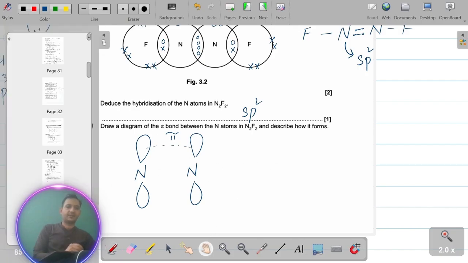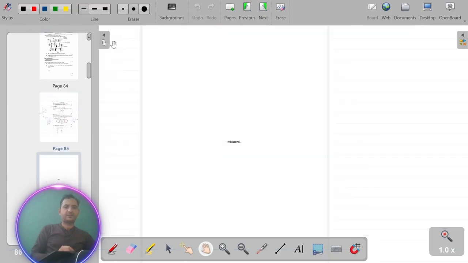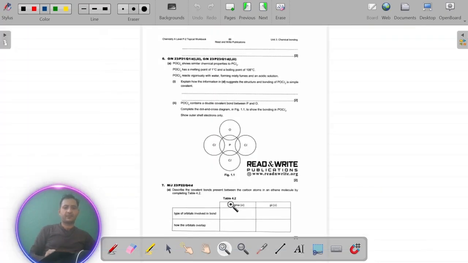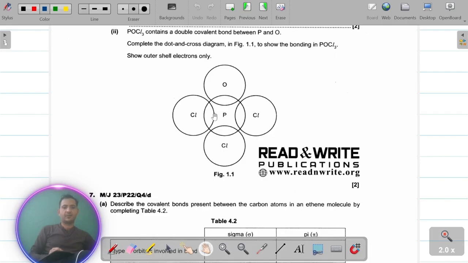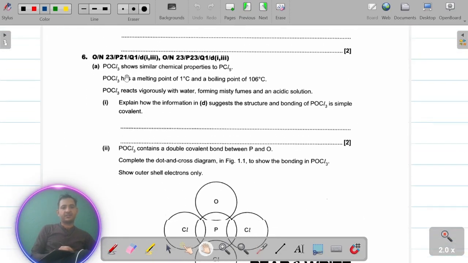So next page is this. So we have this next question. POCl3 shows similar chemical properties to PCl5. POCl3 has a melting point of 1 degree, a very low melting point. Boiling point 106, it is also very low, just like some liquid type thing. Okay. POCl3 reacts vigorously with water, forming misty fumes.